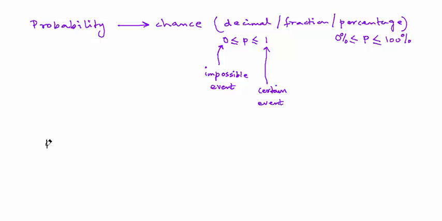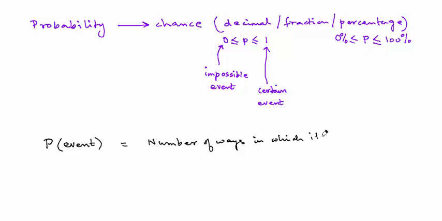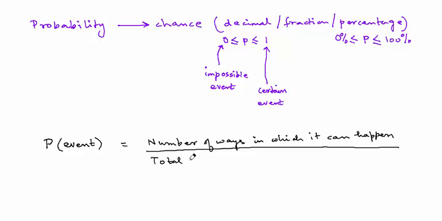And the probability of something happening, let's call it an event, means something happening, is equal to the number of ways in which it can happen divided by the total number of possible outcomes. Let me explain.